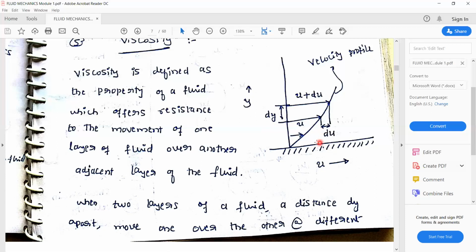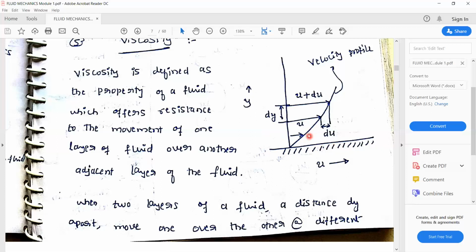But at the same time, the first layer is stationary, so it will try to pull the second layer in the opposite direction. Because of that, just assume the first layer velocity is 0, then the second layer velocity is 2 meter per second. Why is this 2 meter per second? Just consider here the free stream velocity is 8 meter per second. Whenever this 8 meter per second velocity is flowing over this plate, the first layer velocity is 0 because it will stick to the solid boundary. Then this low velocity will try to pull the second layer in the opposite direction, but the second layer will try to move in the forward direction.